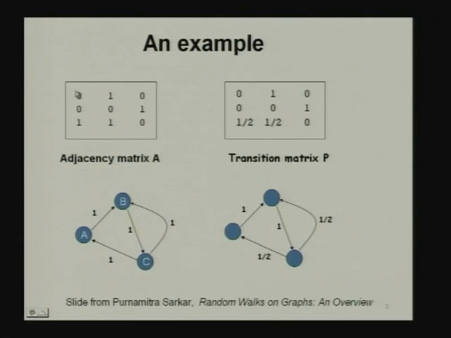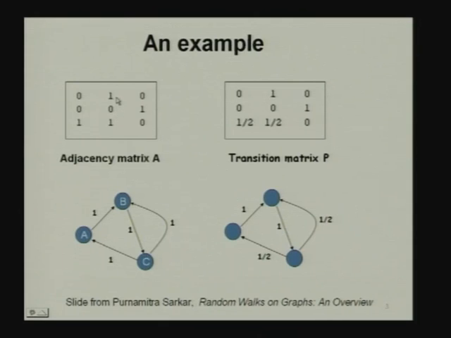You all know that this is the corresponding adjacency matrix. This corresponds to A, this to B, this to C, and so on. Now, from this adjacency matrix A, you can compute what is called the transition matrix, basically the probabilities. From A, since there is only one node, the probability of going to B is 1. However, from C there are 2 nodes you can go to, A and B. So, you divide by 2, and the probabilities are half and half.